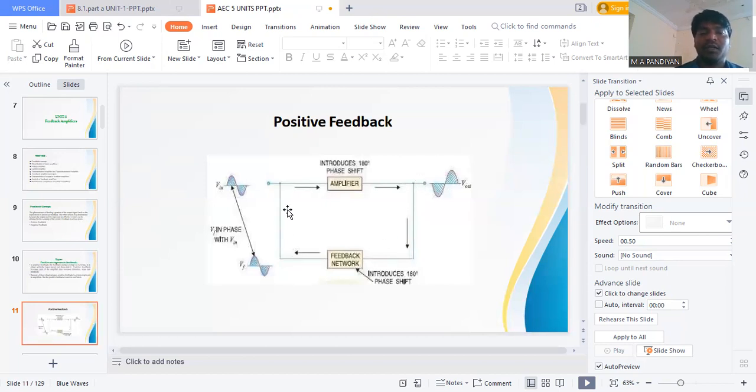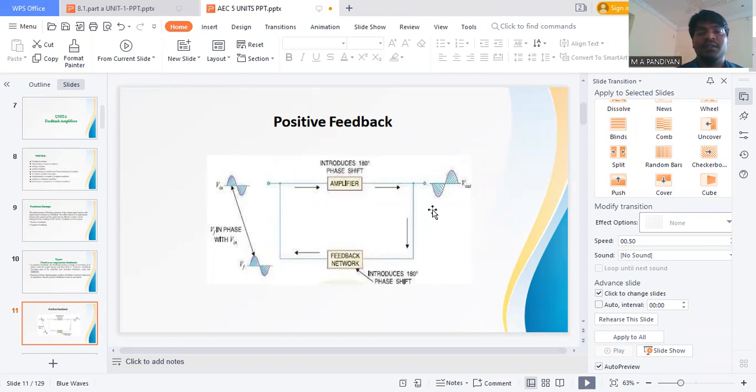And this is the feedback network. What does the feedback network do? A sample is taken from the output and given again to the input. This is the feedback network, and it feeds back to the input. The feedback network introduces a 180-degree phase shift, and the amplifier also introduces a 180-degree phase shift.